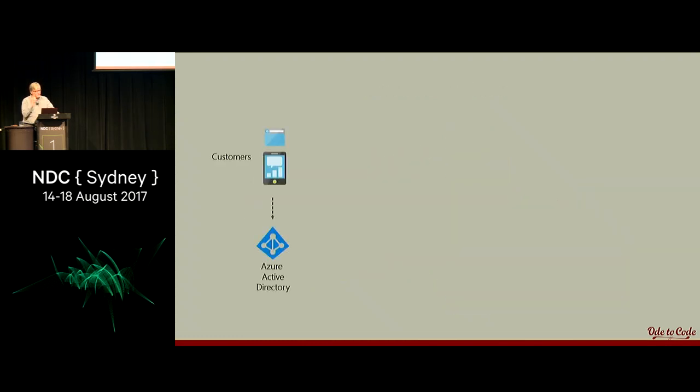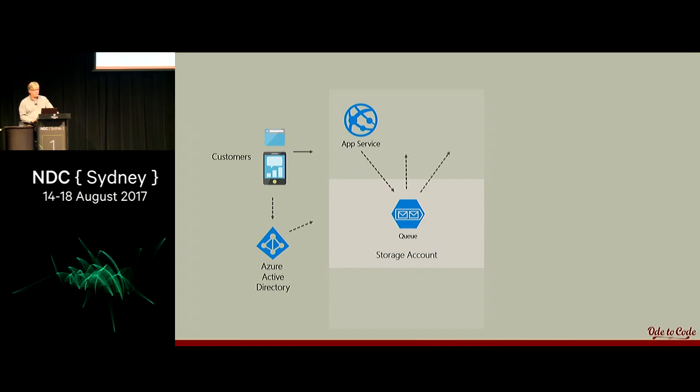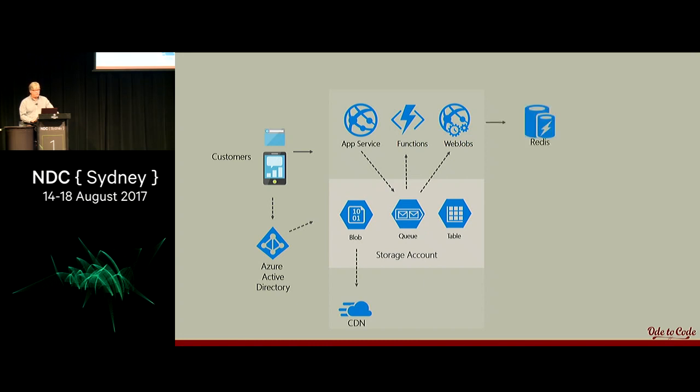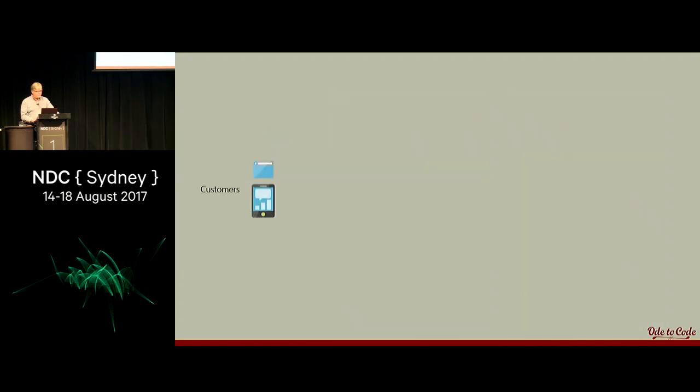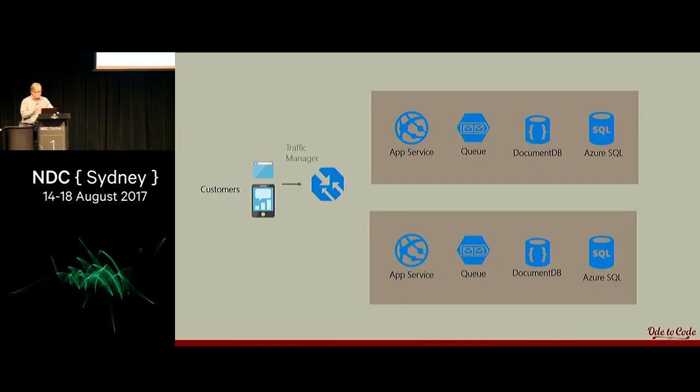Let's talk about a slightly more sophisticated scenario. So now I have customers. I have an app service. I'm using a storage account. I'm using CQRS, so I'm firing things into queues, firing things into blob storage. I'm using that Redis cache. I'm using Azure SQL, search services, App Insights, Key Vault, all these wonderful services. What I want to talk about is a couple different situations in that one. Whoops, no, let's do this one instead.